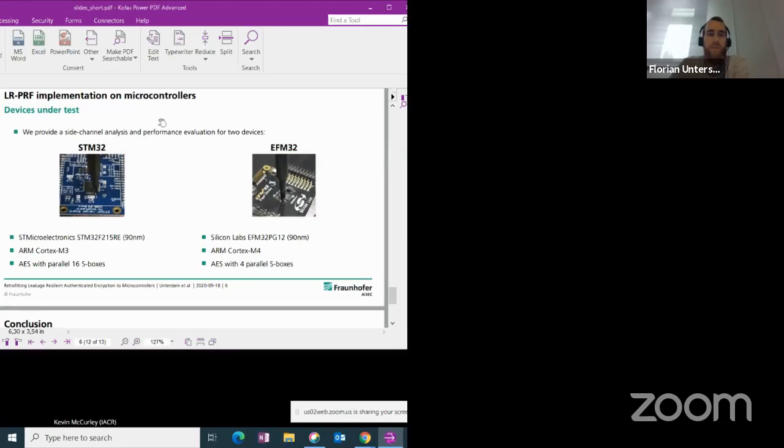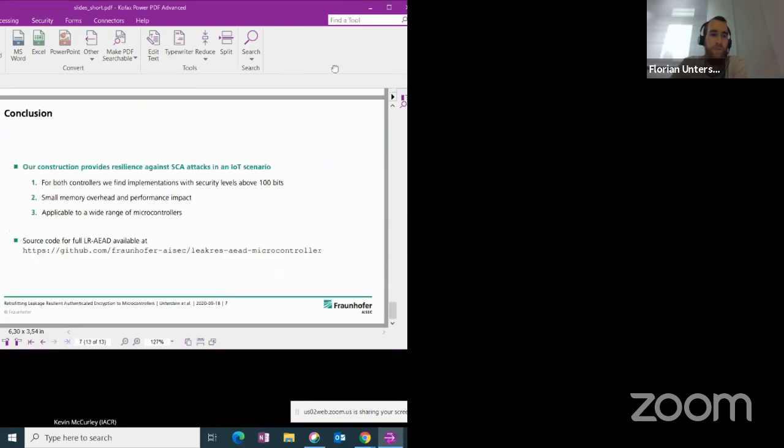In the paper, you can find a side channel analysis of the PRF with different configurations for the data complexity, because this has an impact on the security and the performance, for 2 microcontrollers that we use. The main difference between the 2 is that they have different numbers of parallel S boxes. Both are ARM Cortex controllers, but one has an accelerator with 16 S boxes, so fully parallel, and the other one with 4 S boxes. This makes a difference in the security that we achieve. I have to skip over the results in this short talk and we'll go straight to the conclusion.